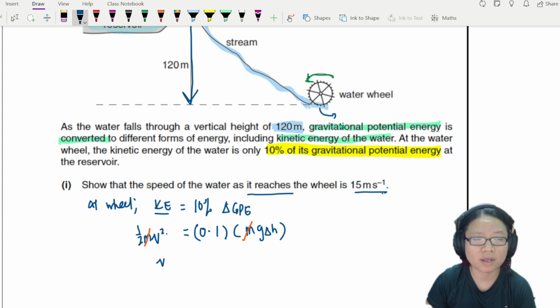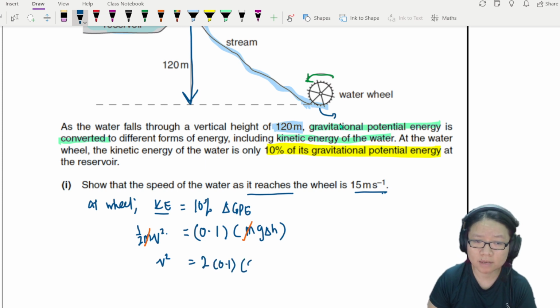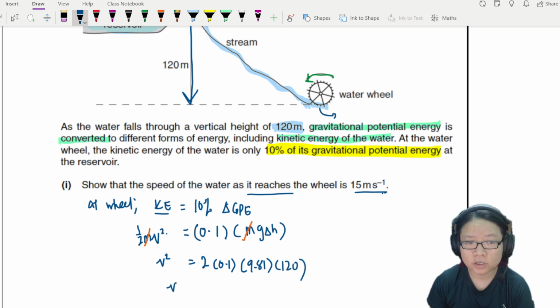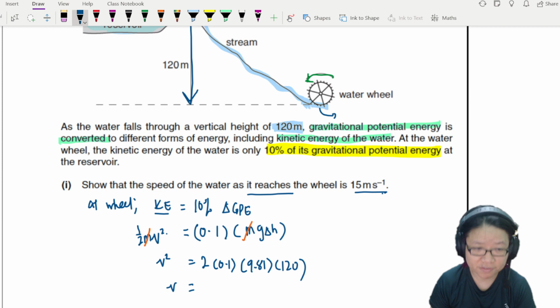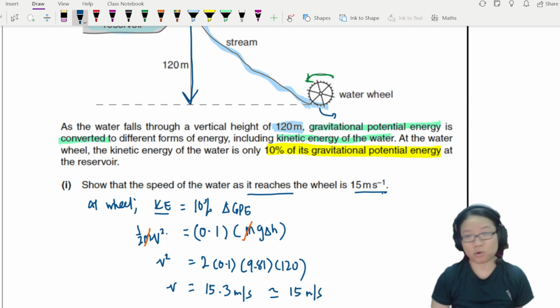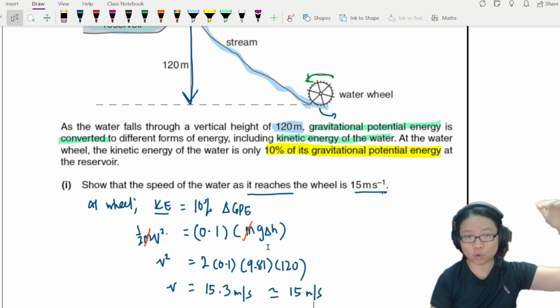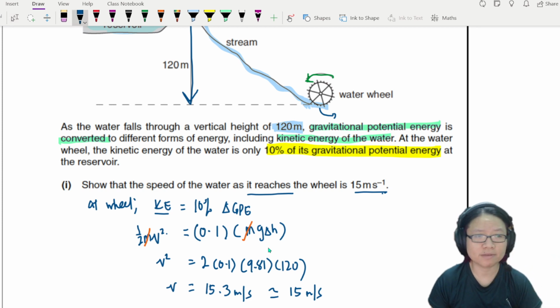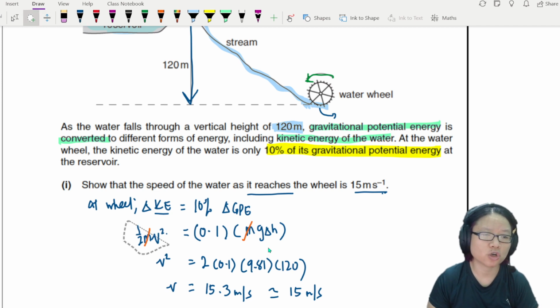And finally, I will have v squared is equal to 2 times 0.1 times 9.81 times the change in height, which is 120. So we can press our calculator and find v. This will be 15.3 meters per second, or more or less 15 meters per second. Proven. All right. So what is going on is when the water flows down, this change in KE is 10% of the GPE, and the initial condition is assumed to be 0.